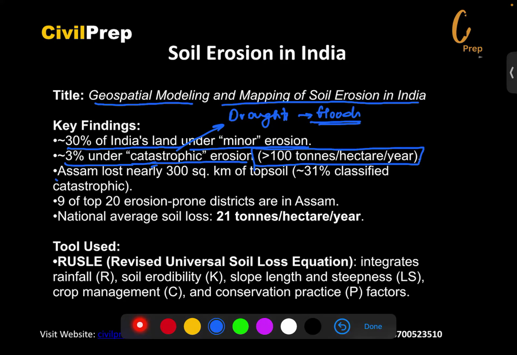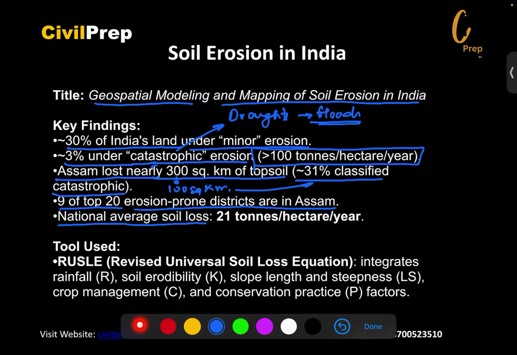In this part, Assam has lost nearly 300 square kilometers of topsoil. That is 31% classified as the catastrophic part. So nearly 100 square kilometers of soil has been eroded just because of the catastrophic causes. Then 9 out of 20 erosion-prone districts are in Assam. The national average of soil loss is 21 tons per hectare per year.